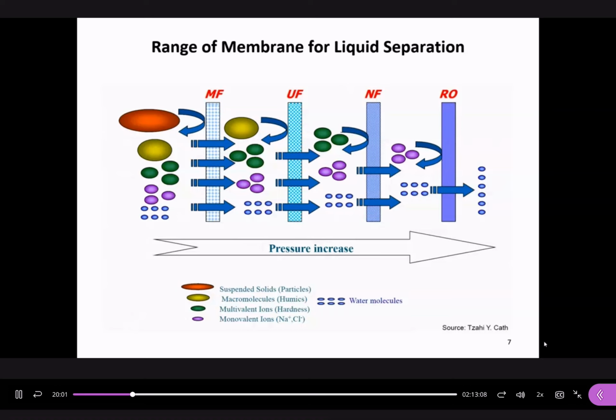Then a natural question you may ask: why don't we use reverse osmosis directly? Because it can filter out everything. Why bother using microfiltration or ultrafiltration, right? What are the reasons?